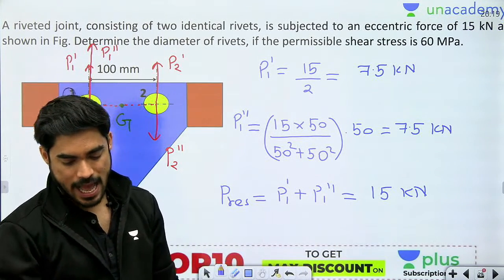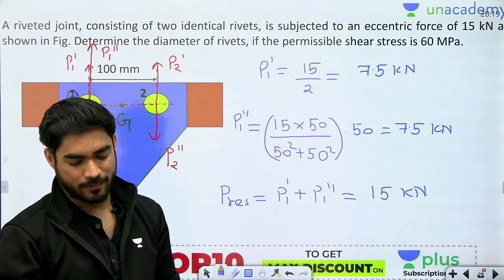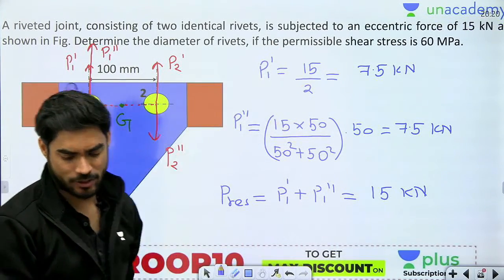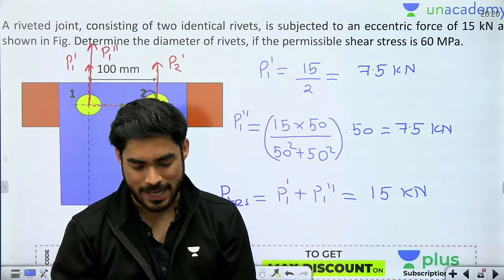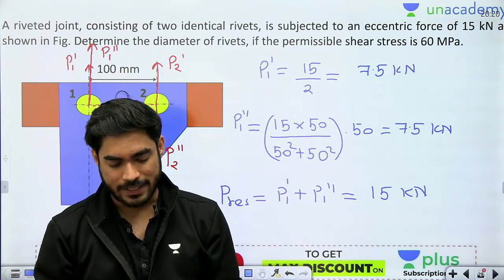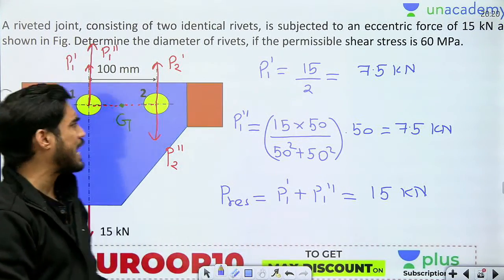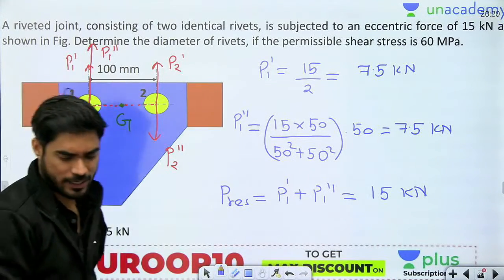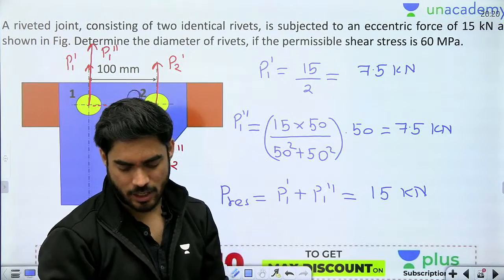Very good, Ankita. 17.84 mm. You guys have become the masters of eccentric loaded riveted joints. Eccentric loading के master बन गए हो अब आप. I think if you know how to find the direction of primary and secondary force, almost every question you can solve. Every question you can solve, right?